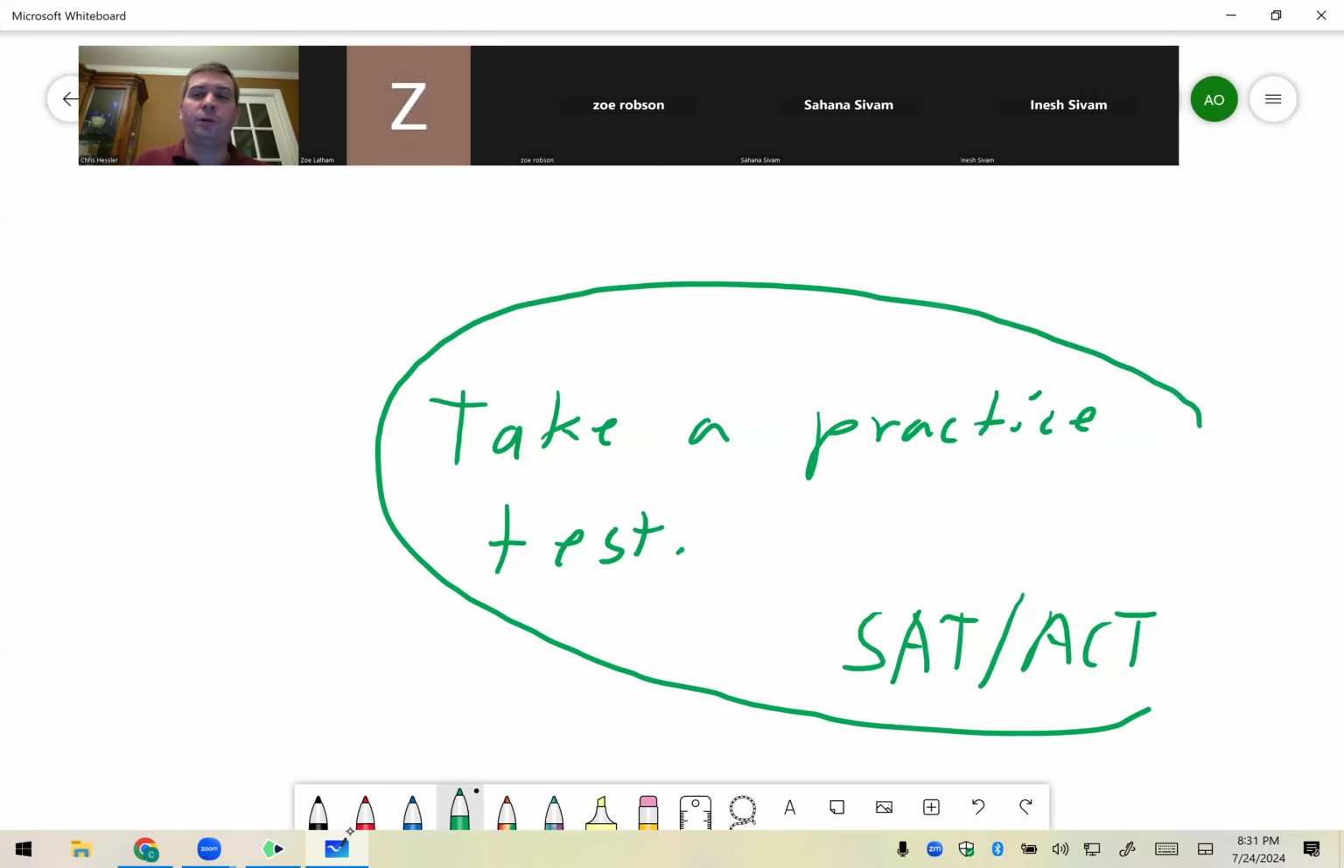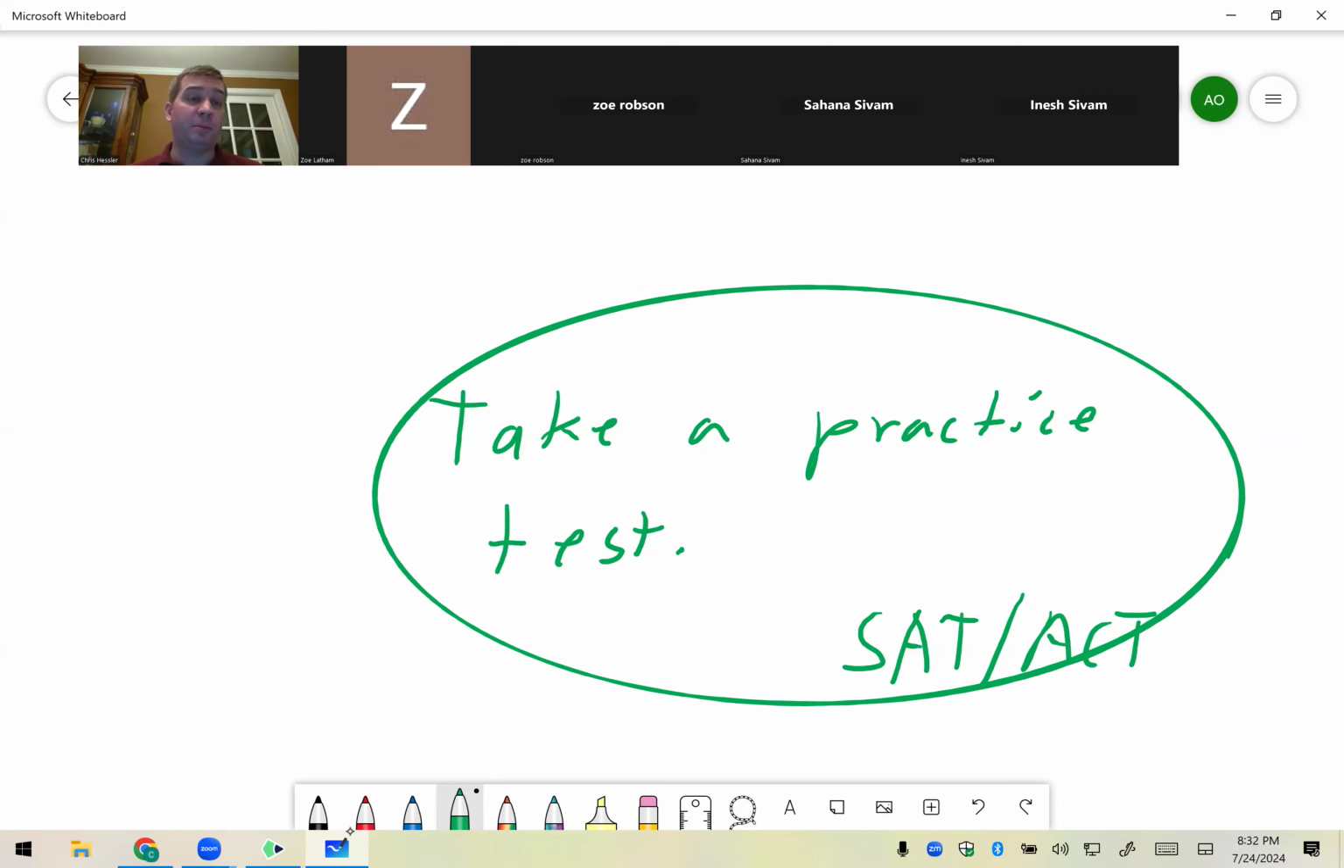It really is helpful. I think many of you will probably, you might increase your score 100 points. I'm not joking, because that's five English questions and 5 math questions.